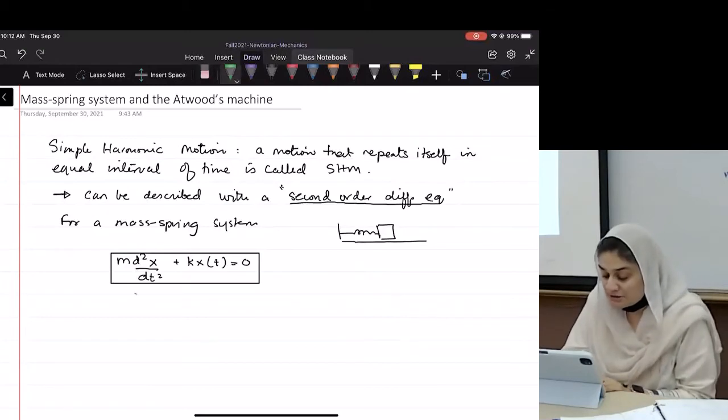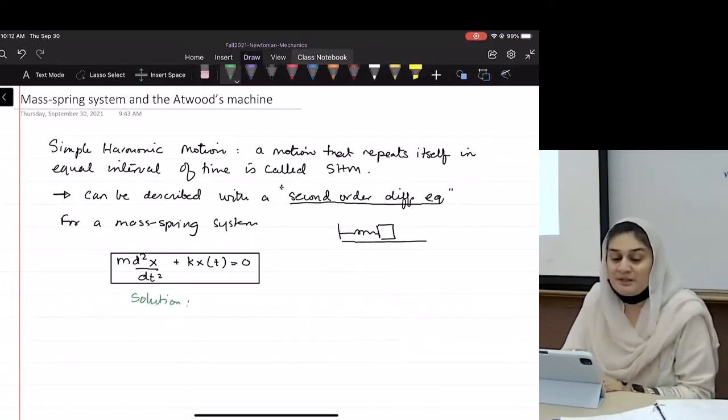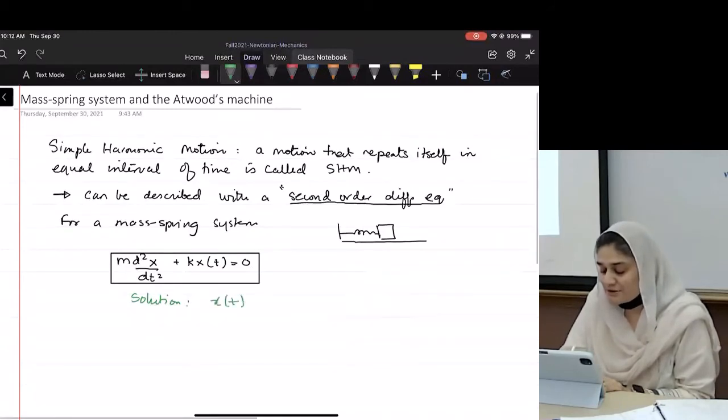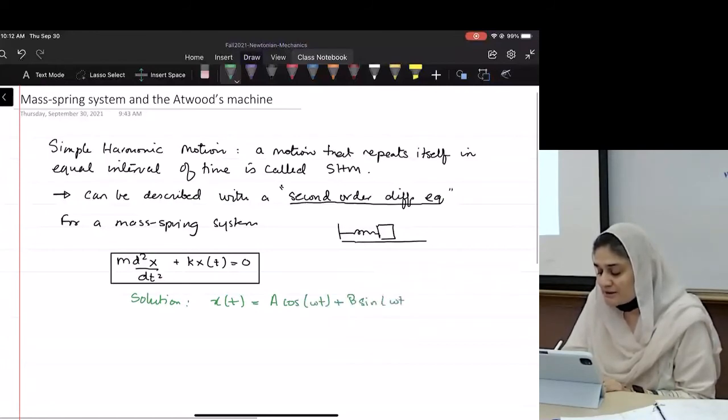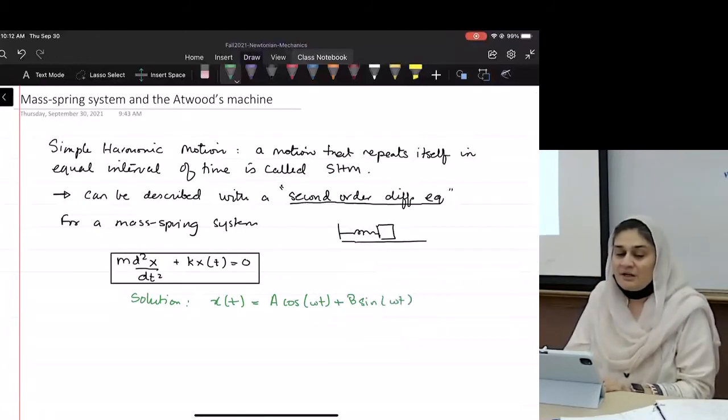And the solution to this will always be of the form x as a function of time equals a cosine of omega t plus b sine of omega t. People in math physics, can I also write them as e to the i theta plus e to the minus i theta? Is that sines and cosines?